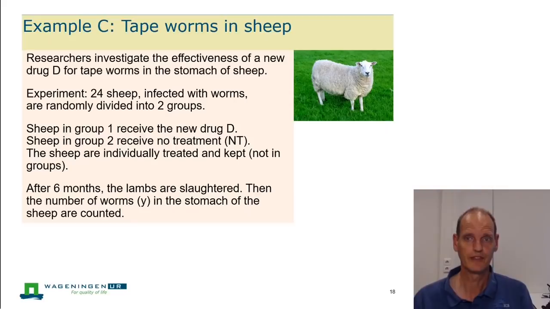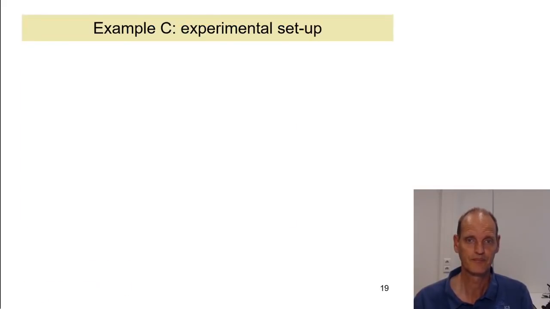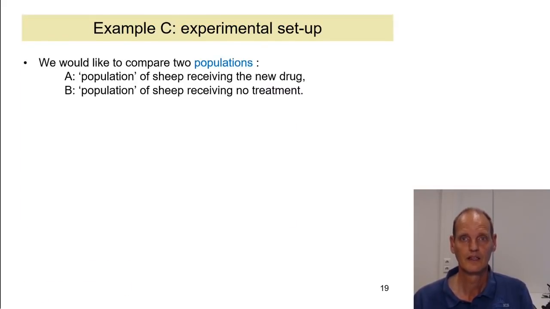The sheep are individually treated and kept, and not in groups. After 6 months, the lambs are slaughtered, and then the number of worms, indicated by Y, in the stomach of the sheep are counted. The setup: we would like to compare, in this case, 2 populations. But they are not physical populations, but rather hypothetical populations. A is the population of sheep receiving the new drug, and B, the population of sheep receiving no treatment.